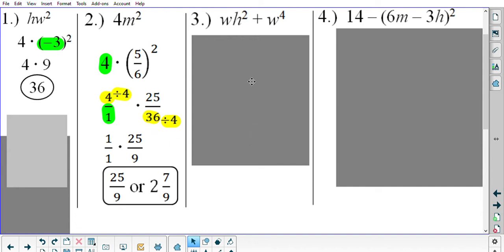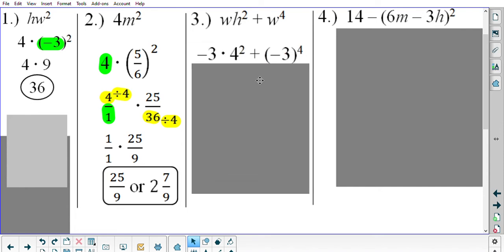All right, problem number 3. Substitution should be done first. -3 times 4 to the second. The 4 did not need to be put in parentheses because it is a whole number being taken to the second power. But when w is -3 and that is taken to the 4th power, that's where you must have parentheses around the -3 when it is taken to the 4th power.